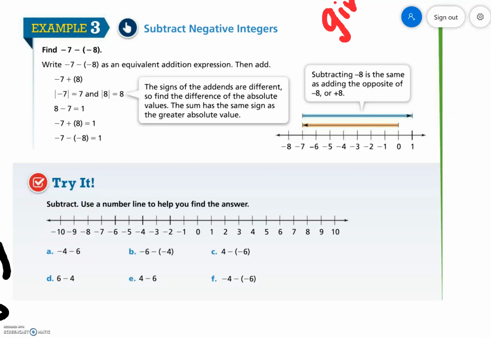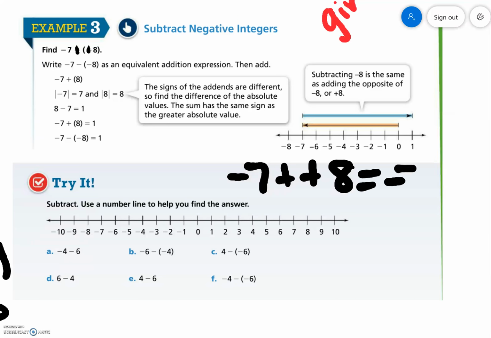If we are minusing a negative, if you ever see 2 minus signs directly next to each other, 2 negatives next to each other make a positive. So if you ever see 2 negatives next to each other, I want you to change them both to plus signs. So negative 7 minus negative 8, I change those both to plus signs. It's the same thing as negative 7 plus 8.